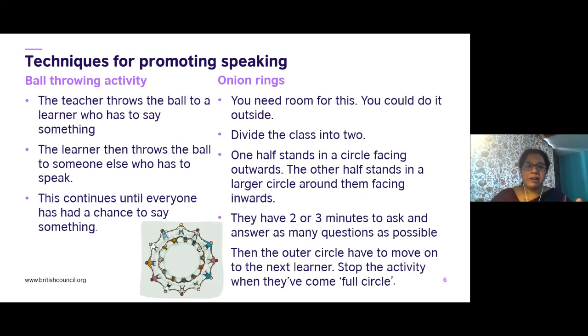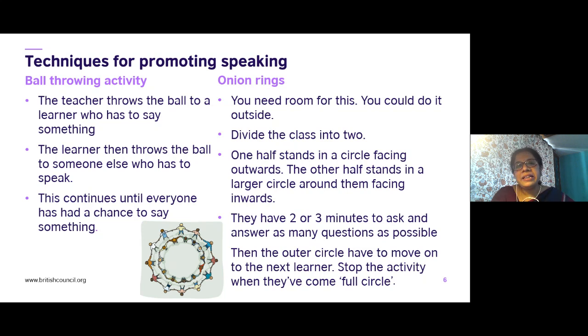So to understand it better, here is an image of the two circles, or what we call onion rings. It reminds you of the rings in an onion when you cut it in cross section, you can see these rings. So we call them onion rings.